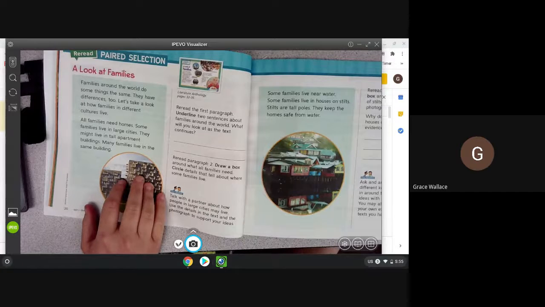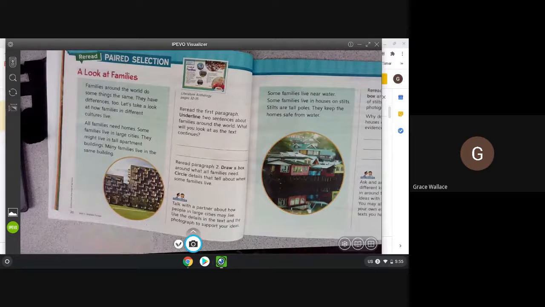Some families live in large cities. They might live in tall apartment buildings. Many families live in the same building. So now that you've read that, go back and find, what do all families need? And draw a box around that sentence.